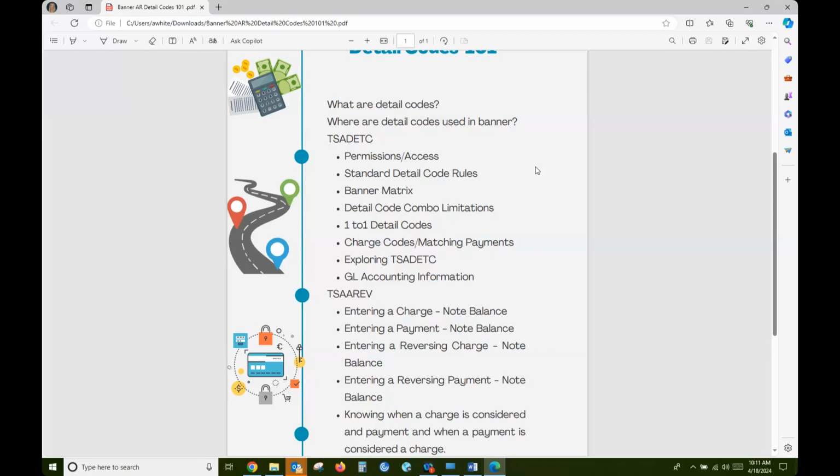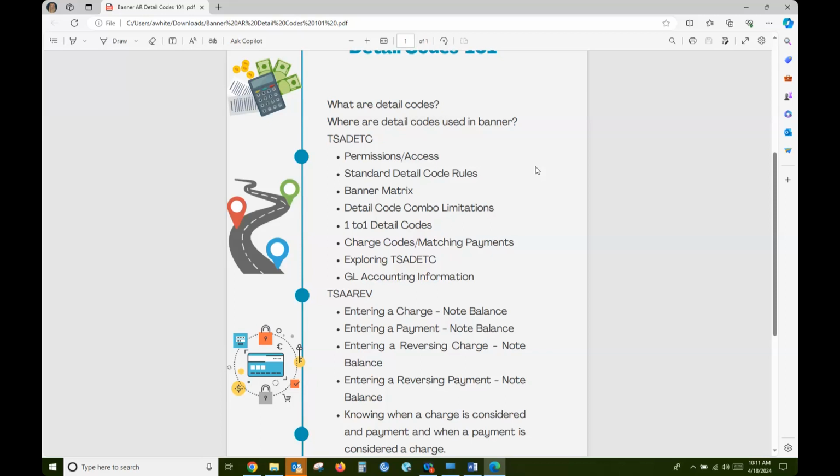Some schools are tighter on their permissions than others. And that is just something that goes on at your college. So, standard detail code rules. There are standard detail code rules here at TCSG. If you came from a Board of Regents school, or you came from outside of the system, from another private college or something like that, you may not understand the reason why you can't just go out there and create a detail code. Here is why. There's a standard set of detail code rules that were set up and established by TCSG.